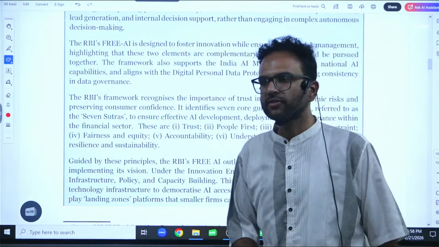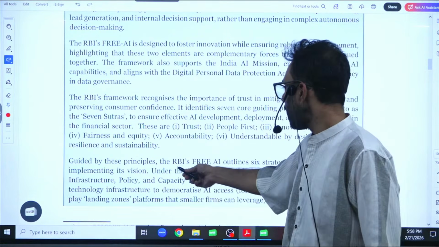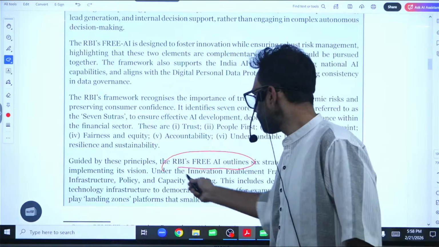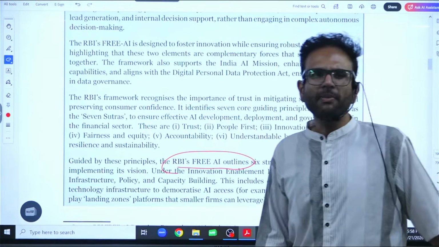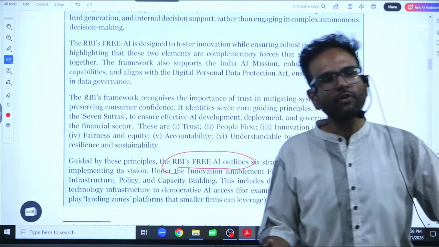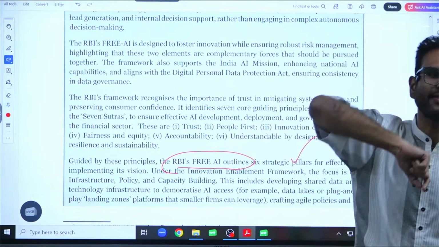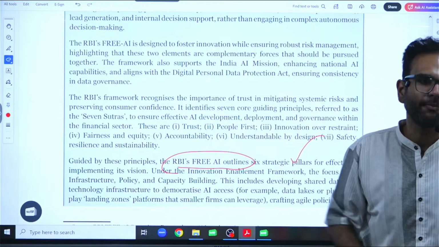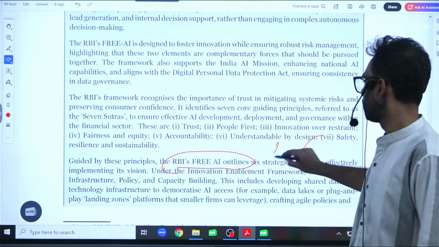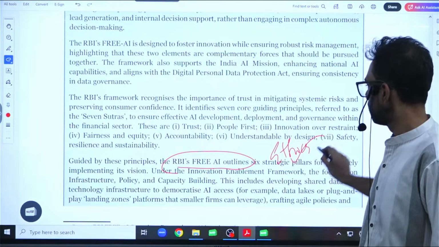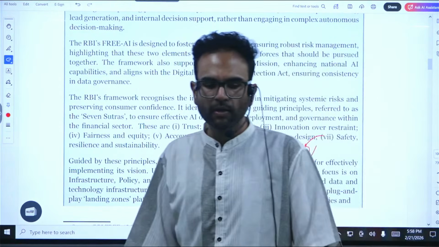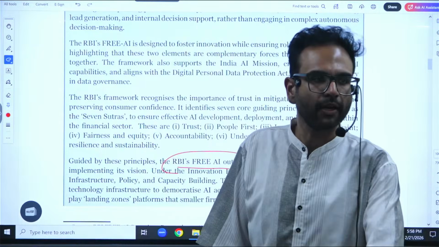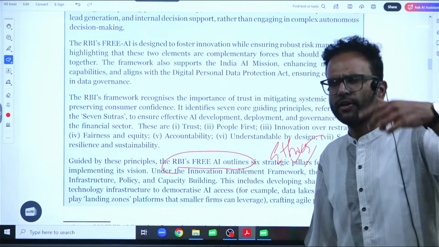Secondary in importance. Here we are talking about RBI's FREE-AI initiative. Six strategic pillars are there. This can be useful for ethical use of AI as an example in ethics rather than being directly used in the mains economy exam. Get back to this in the mains phase.